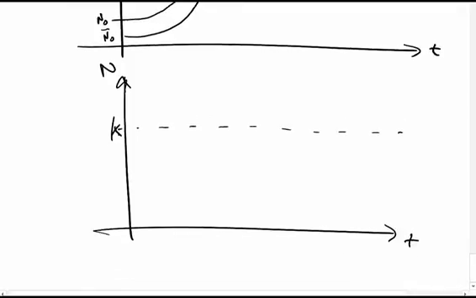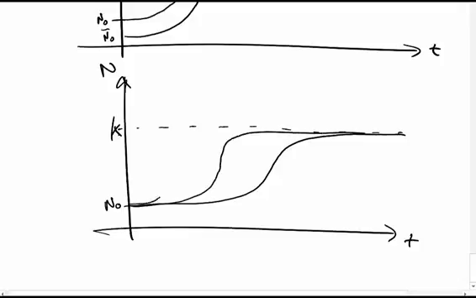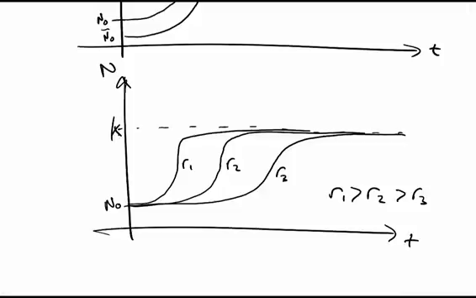Let's have a look at this. Fixing n naught, so we're starting at the same value, it will always approach the carrying capacity in this particular way, but by changing the value of our growth rate, it will approach this carrying capacity at a faster or slower rate. Say this was my first growth rate, second growth rate, third growth rate. My first growth rate is bigger than my second, and my second is bigger than my third. So by increasing the value of r, we reach the carrying capacity at a much faster rate.